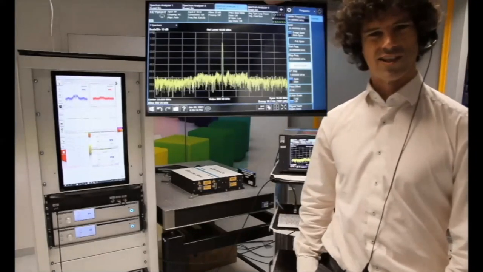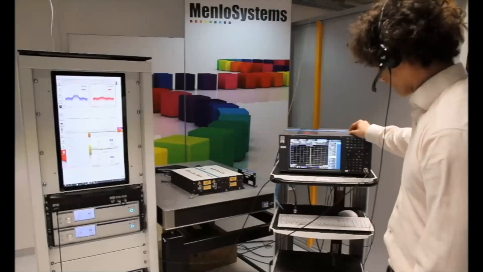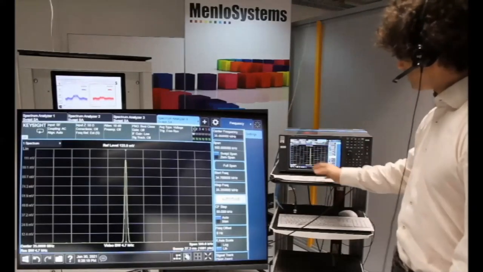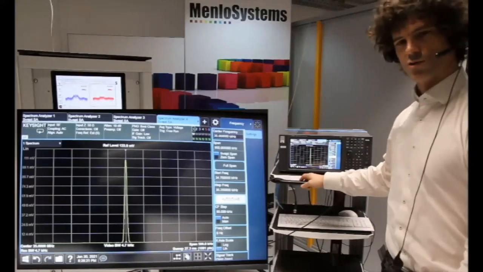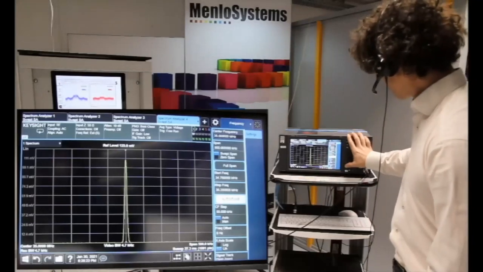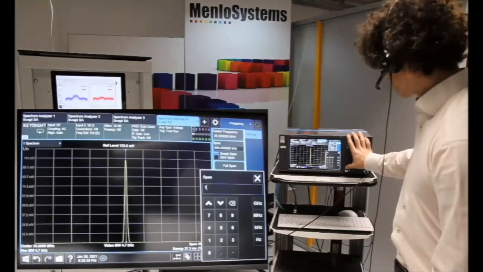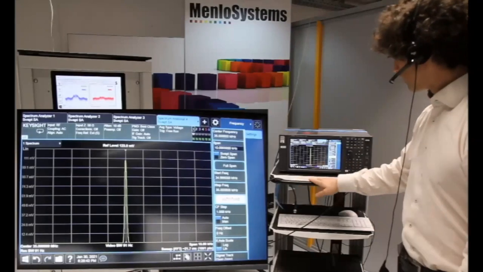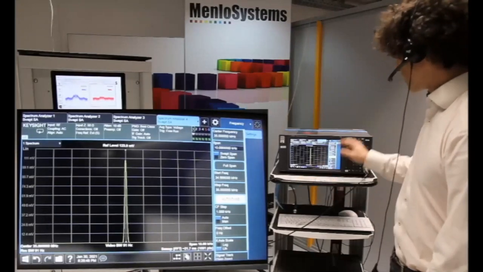So let's have a closer look here. We again go back to the linear scale, and we have again the span of 500 kilohertz. We see here that we are limited by the resolution of our spectrum analyzer. So let's decrease the span. Let's go down from 500 kilohertz to 10 kilohertz. And even then we see that we are still limited by the resolution of the spectrum analyzer. So let's go further down.